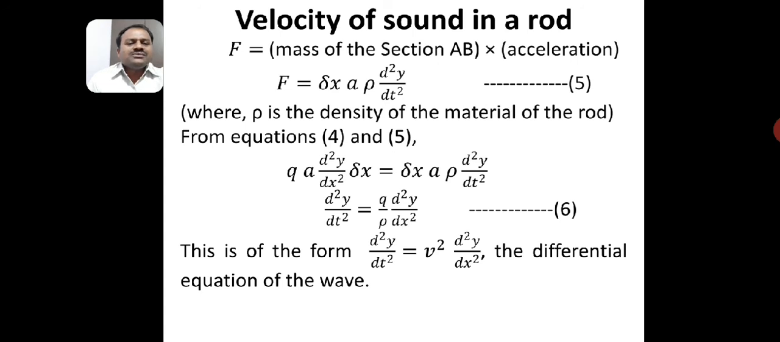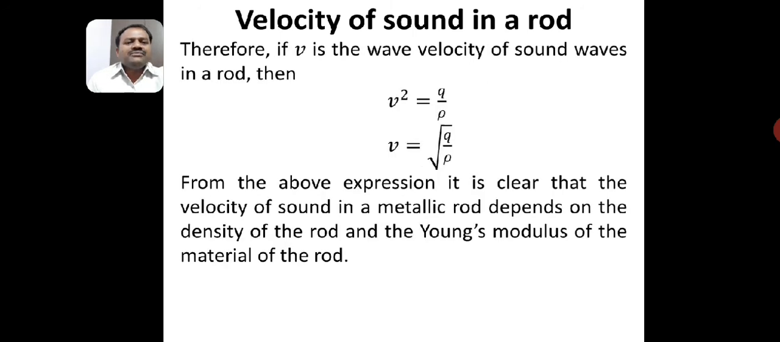Comparing equation 6 with the differential equation of the wave, we get the velocity. If v is the velocity of sound waves in the rod, then comparing those two equations, we get v square as Q by rho, or v is equal to square root of Q by rho. From the above expression, it is clear that the velocity of sound in a metallic rod depends on the density of the rod and also on Young's modulus of the material of the rod.